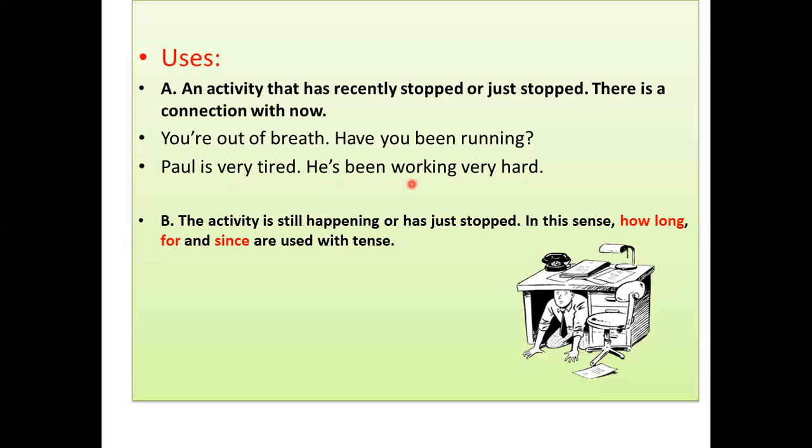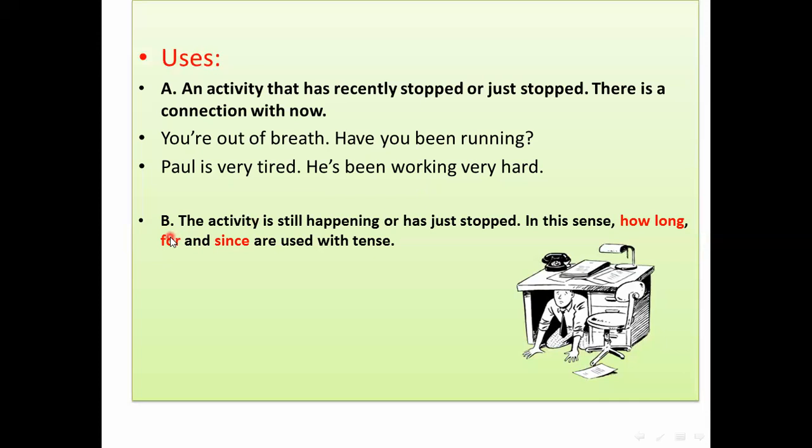The focus in the present perfect continuous, perfect progressive, is on the duration of the action. We are after the activity. We are interested in the activity. So when we use the present perfect continuous, we convey a message to the listener, to the reader, that we are interested in the duration of the action, interested in the activity, not in the completion of the action.